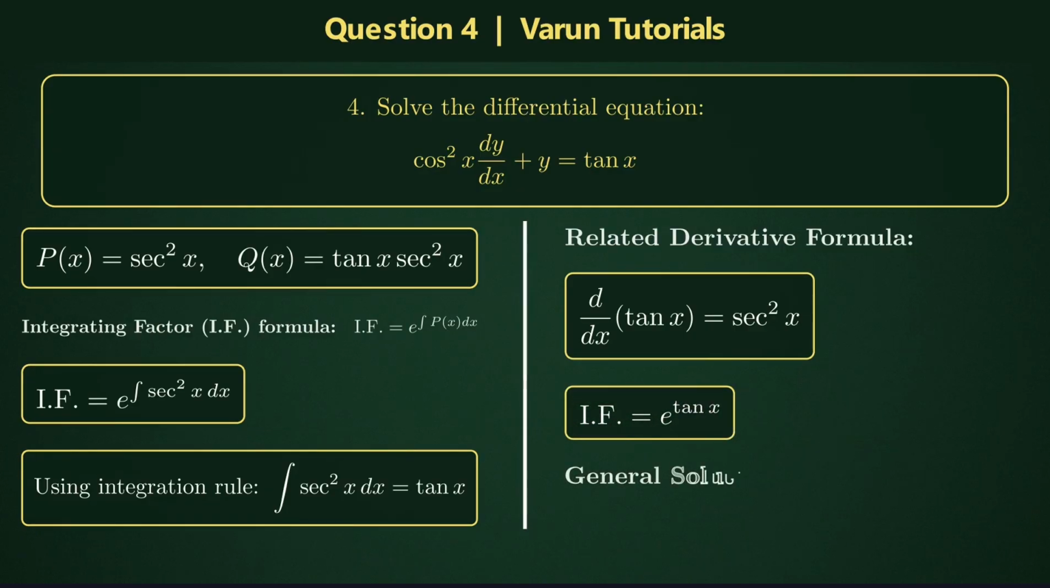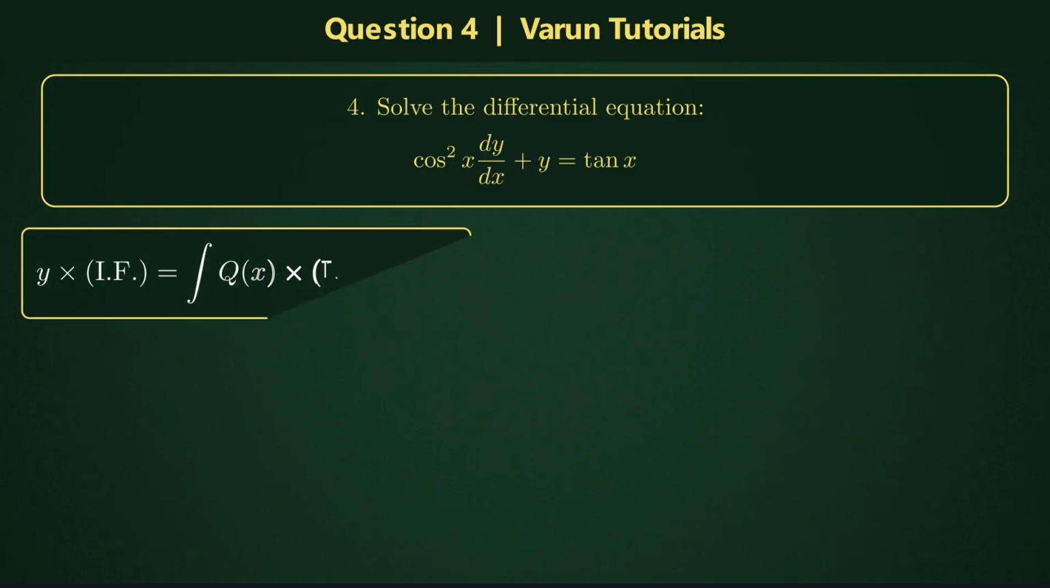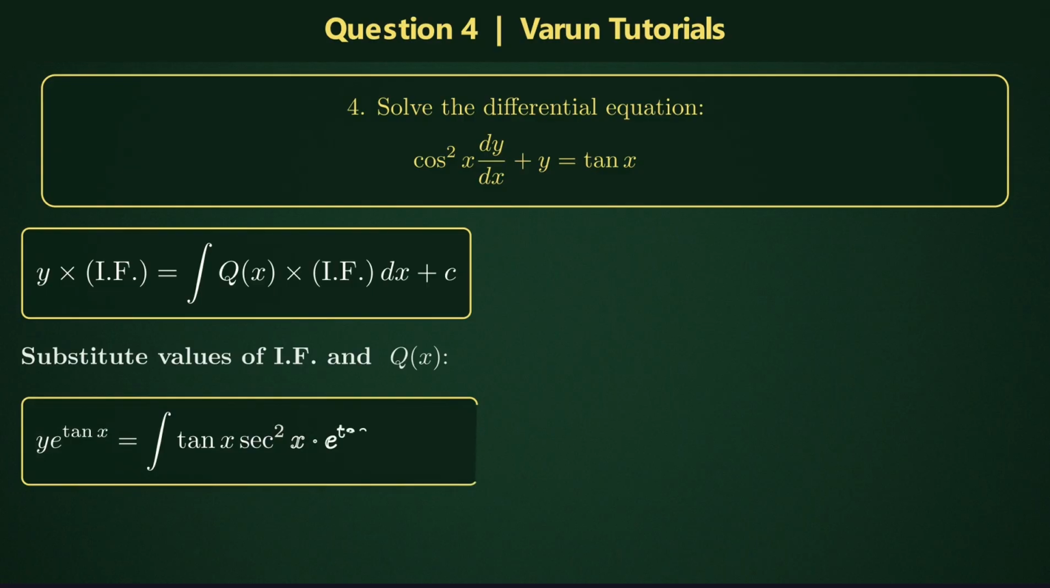The general solution formula for a linear equation in y is y times the integrating factor equals the integral of q of x times the integrating factor, dx, plus c. We substitute our values of integrating factor and q of x into the formula. This yields y times e to the tangent of x equals the integral of tangent of x times secant squared of x times e to the tangent of x, dx, plus c.